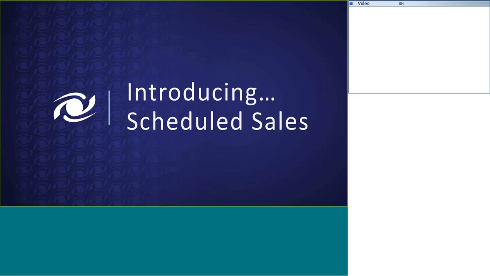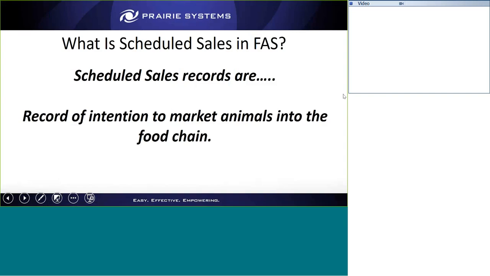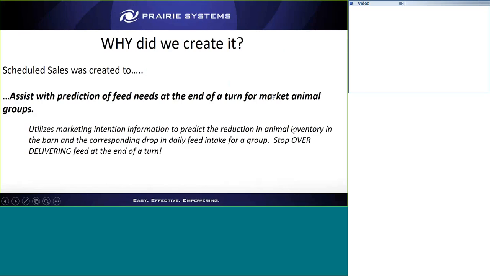We are introducing our scheduled sales feature today. What is scheduled sales in FAS? Scheduled sales records are a record of intention to market animals into the food chain. Why did we create scheduled sales?